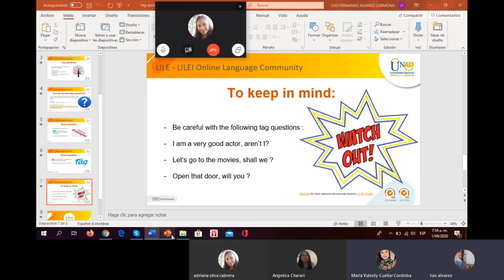Teacher, for example, the sentence, open that door, will you? Pues esa oración, digamos, no tiene sujeto al inicio, ¿no? Porque al inicio, pues solamente es open that door. All right, remember, that's the imperative form. La forma imperativa indica que el verbo no lleva sujeto. Nunca lleva sujeto. Porque se usa para dar órdenes.